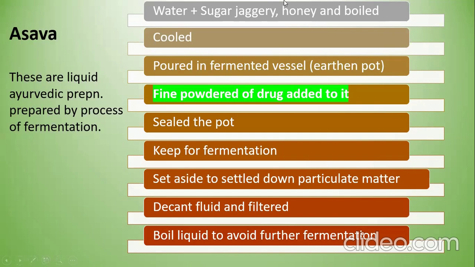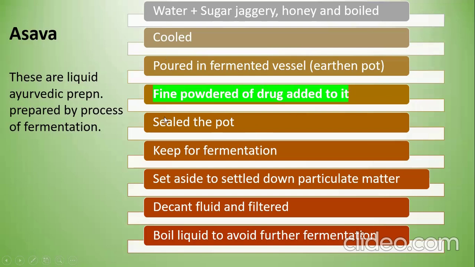So friends, in this case, firstly we are going to take the drug. Then water, sugar, and honey are boiled separately, then cooled, and poured into a fermentation vessel, such as an earthen vessel. In that earthen vessel we pour the mixture of water, sugar, jaggery, and honey, which is boiled and cooled. After that we add a fine powder of the drug.